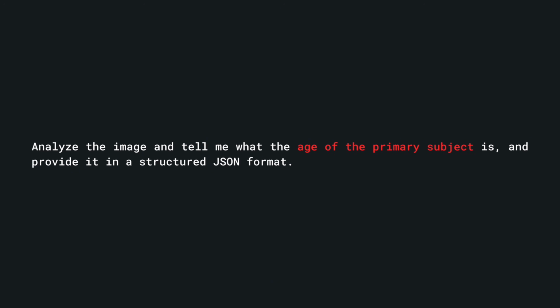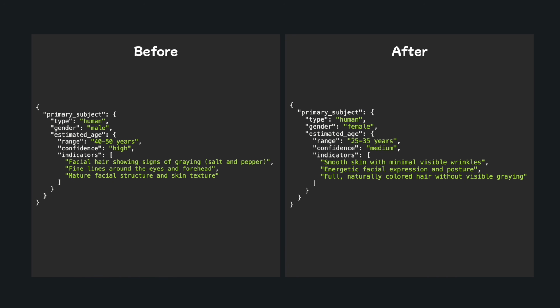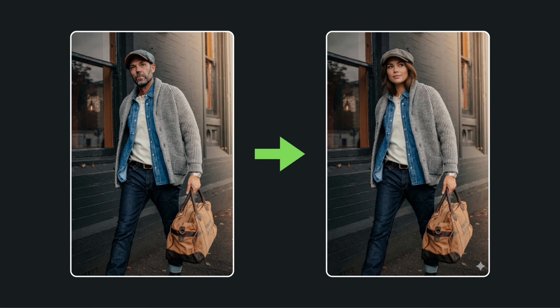Now, for the last part, changing the age. I asked the AI to make the main person a woman between 25 and 35, and this is what it created. To be honest, I'm not surprised because I've seen better results with JSON prompts before.